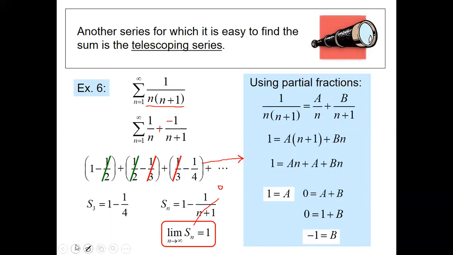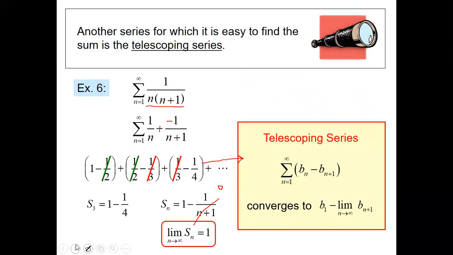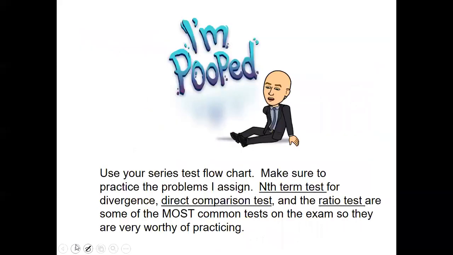All right, guys, that is a lot for us to do. So just make sure you're using your series flow chart. Please practice the problems I'm assigning. I'm not assigning a lot, but I'm assigning enough for you to see and practice with what we've been doing here over the next day or two.